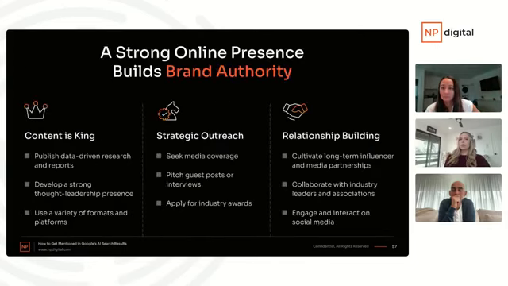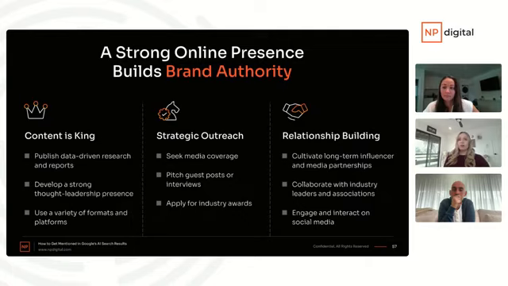To build lasting brand authority, you need a strong online presence across platforms. This can be done in many different ways, but it's generally always going to start with your content. Content is still king. Publishing valuable, data-driven content across channels and platforms, plus developing a strong thought leadership presence, will help position you as a brand authority to both Google and your audience.